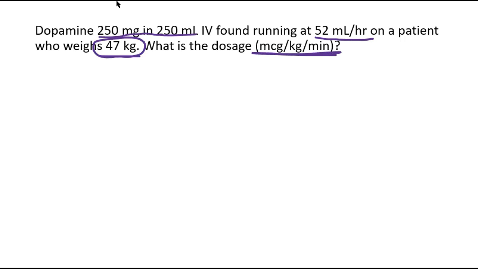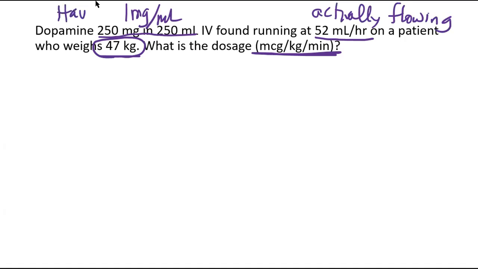We have 250 over 250, so we could actually say we have 1 milligram per mil of dopamine in the bag. The infusion is 52 milliliters per hour, and what we want is micrograms per kilogram per minute. So this is actually what we're putting in the patient, actually flowing. Okay, so we have to divide that by the kilograms, because this is actually what's going into the patient, 52 milliliters per hour. And what we want to know is how many micrograms per kg we're giving per minute.